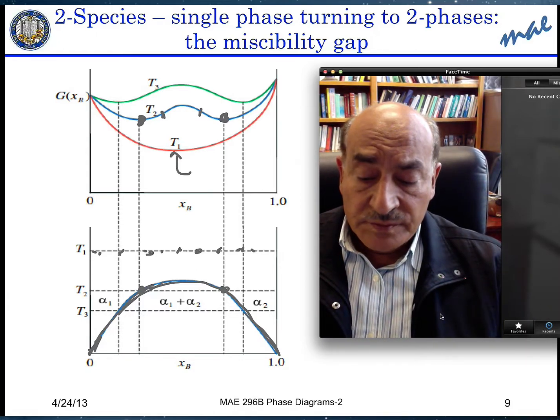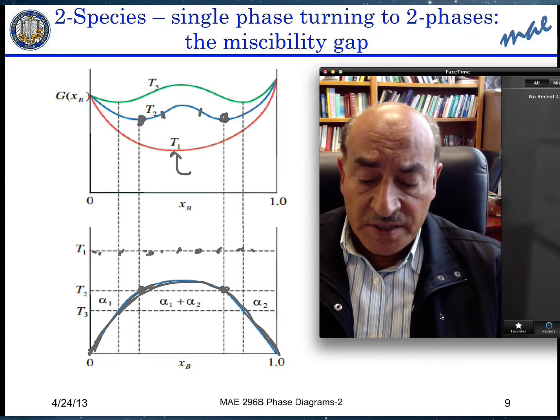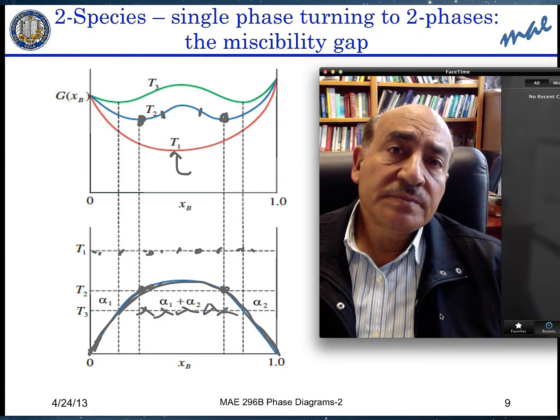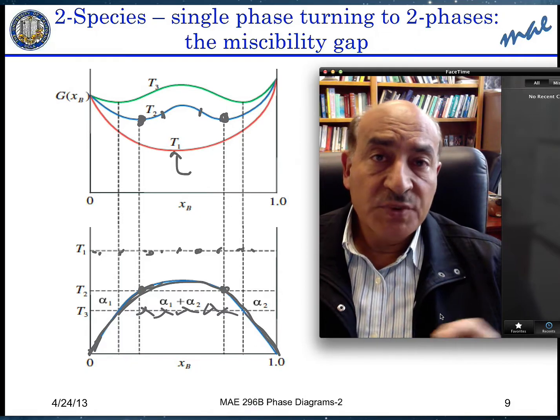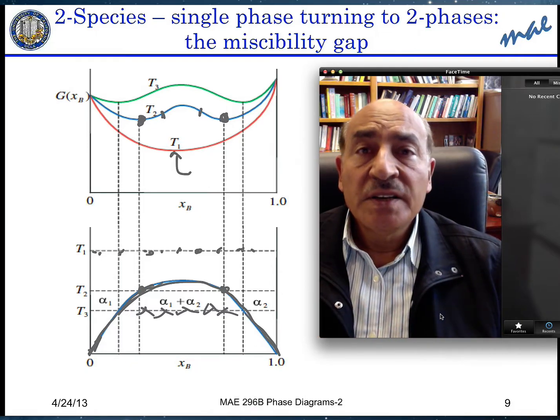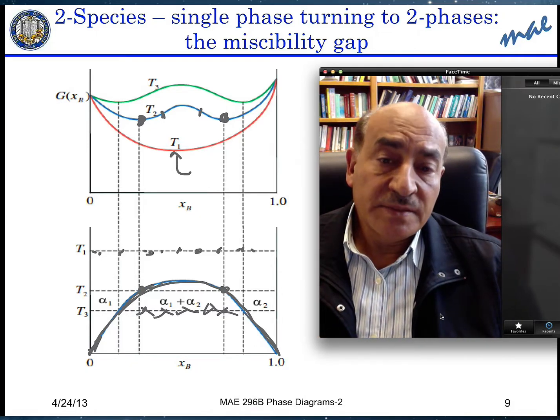If you're at any temperature T3 and the concentrations inside here, you will have essentially two phases. They will actually separate into two phases, one rich in sugar, one rich in water, as we mentioned before.